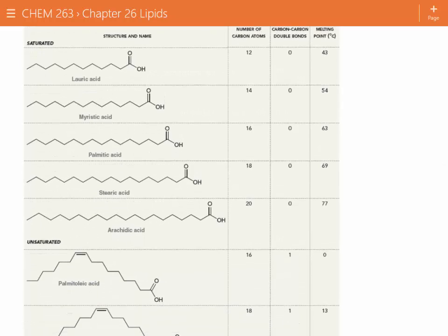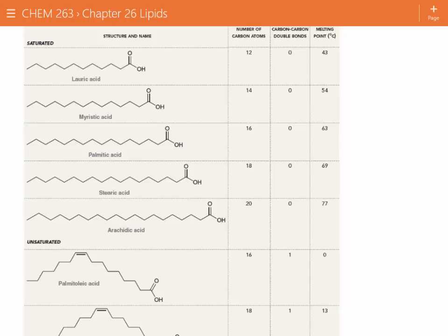The first one is lauric acid. This is very, very commonly found in soaps. So have you guys heard of sodium lauryl sulfate in shampoos? That's a derivative of lauric acid. You've got myristic acid, palmitic acid, stearic acid. I'm not even sure how to pronounce the next one.